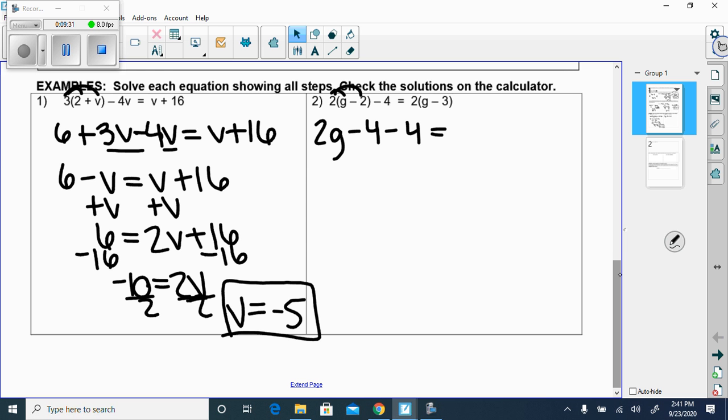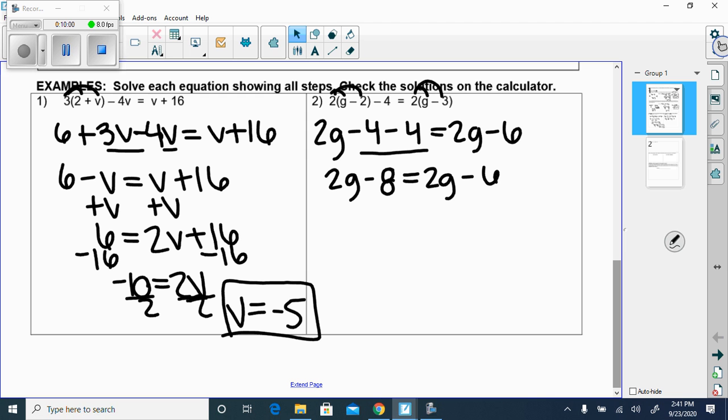But we also have to distribute on the other side, right? Minus negative is a positive, just minus 6. Okay, now what do we need to do? Find like terms. Yes. So over here, I have negative 4 and negative 4. That equals negative 8. Good. So I've got 2g minus 8 equals 2g minus 6.